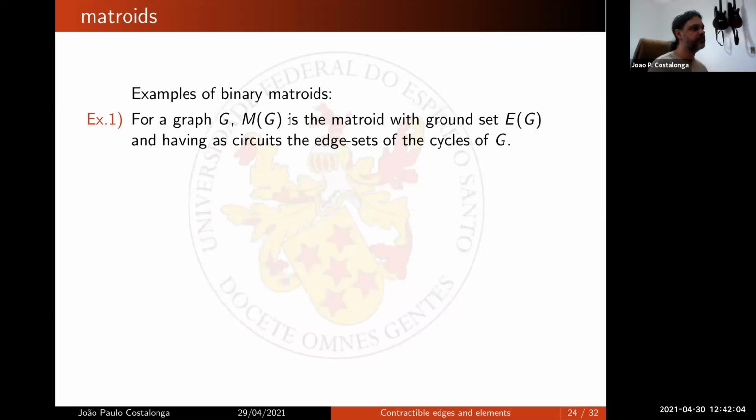a graph, where the ground set is now the set of edges of the graph, and the circuits are the circuits of the graph. You can think, if you have two circuits in a graph, and you make the symmetric difference, it's not hard to picture that this is a disjoint union of circuits.